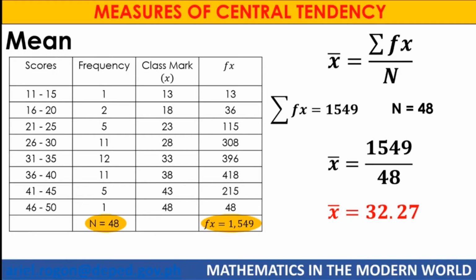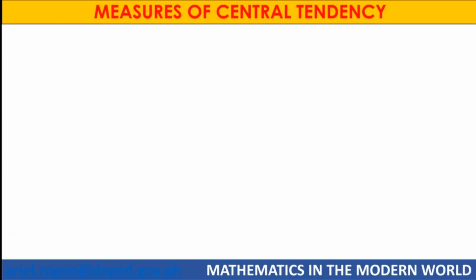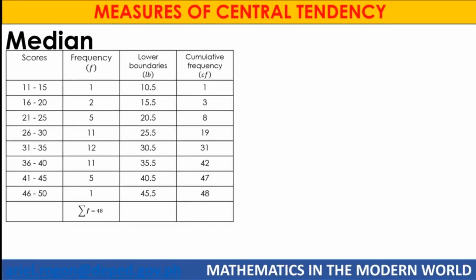So the mean of the group data that we have in here is equal to 32.27. So it is very easy in solving for the mean. Now, let us proceed in solving for the median. Now, in solving for the median, again, we need to follow the formula also.